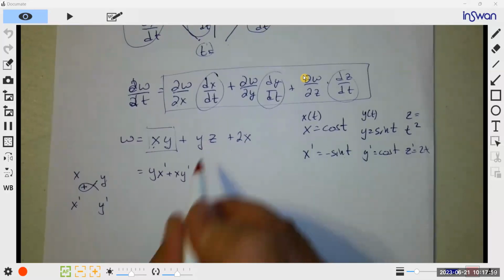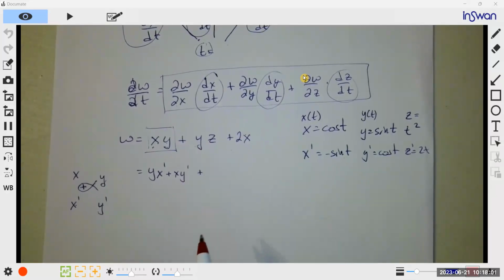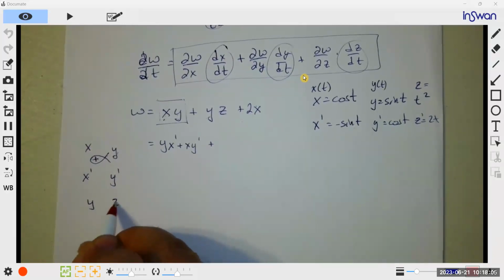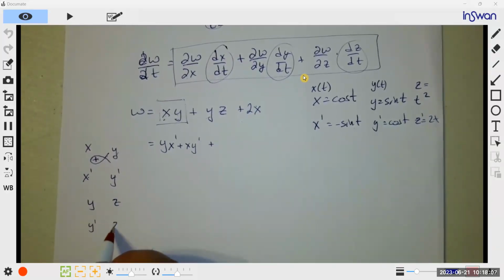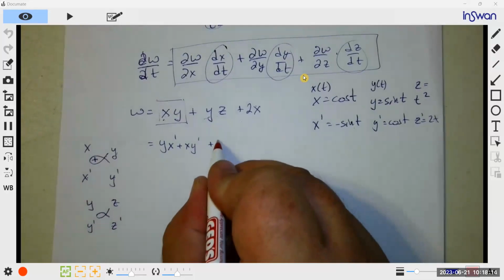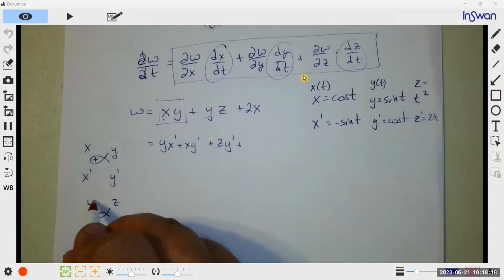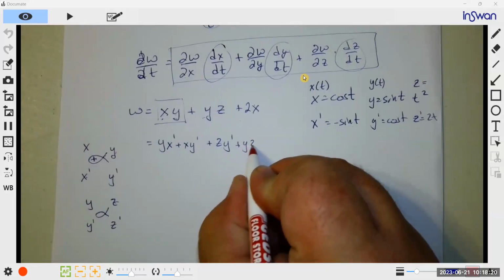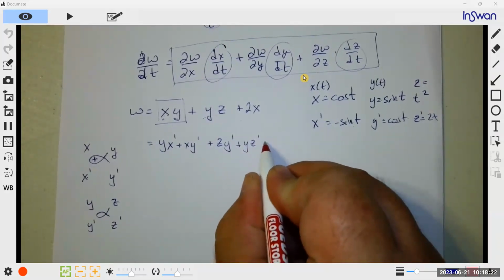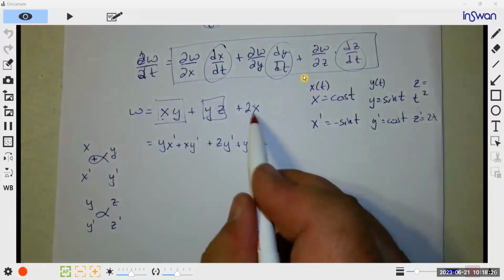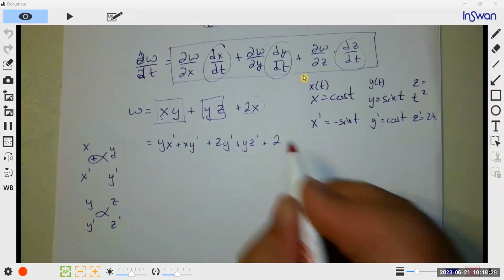And I do the same thing with this one. My functions are y and z. So y prime, z prime. Since it's a product rule, I add them. z times y prime plus y times z prime. And then the last one is the derivative of 2x, which is just 2.